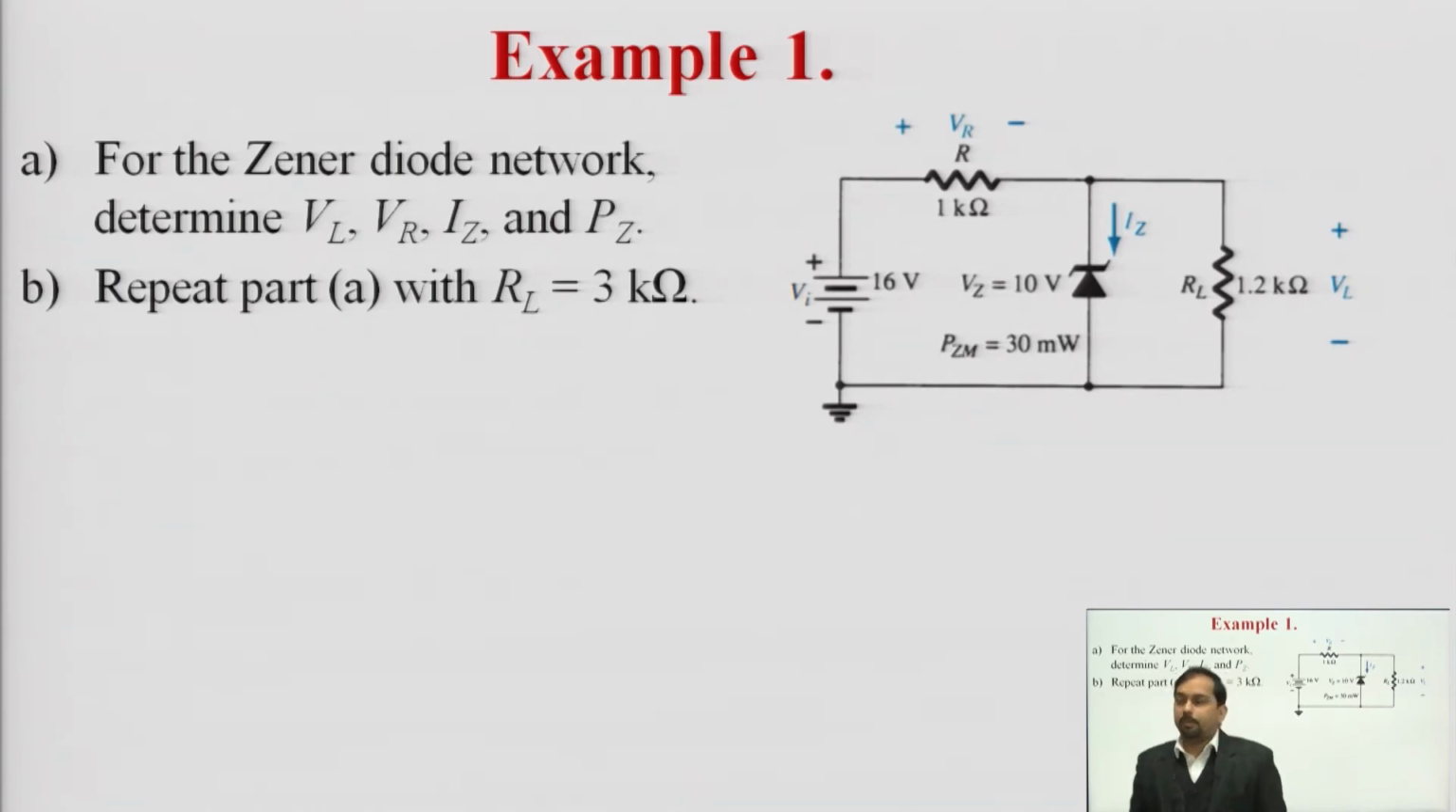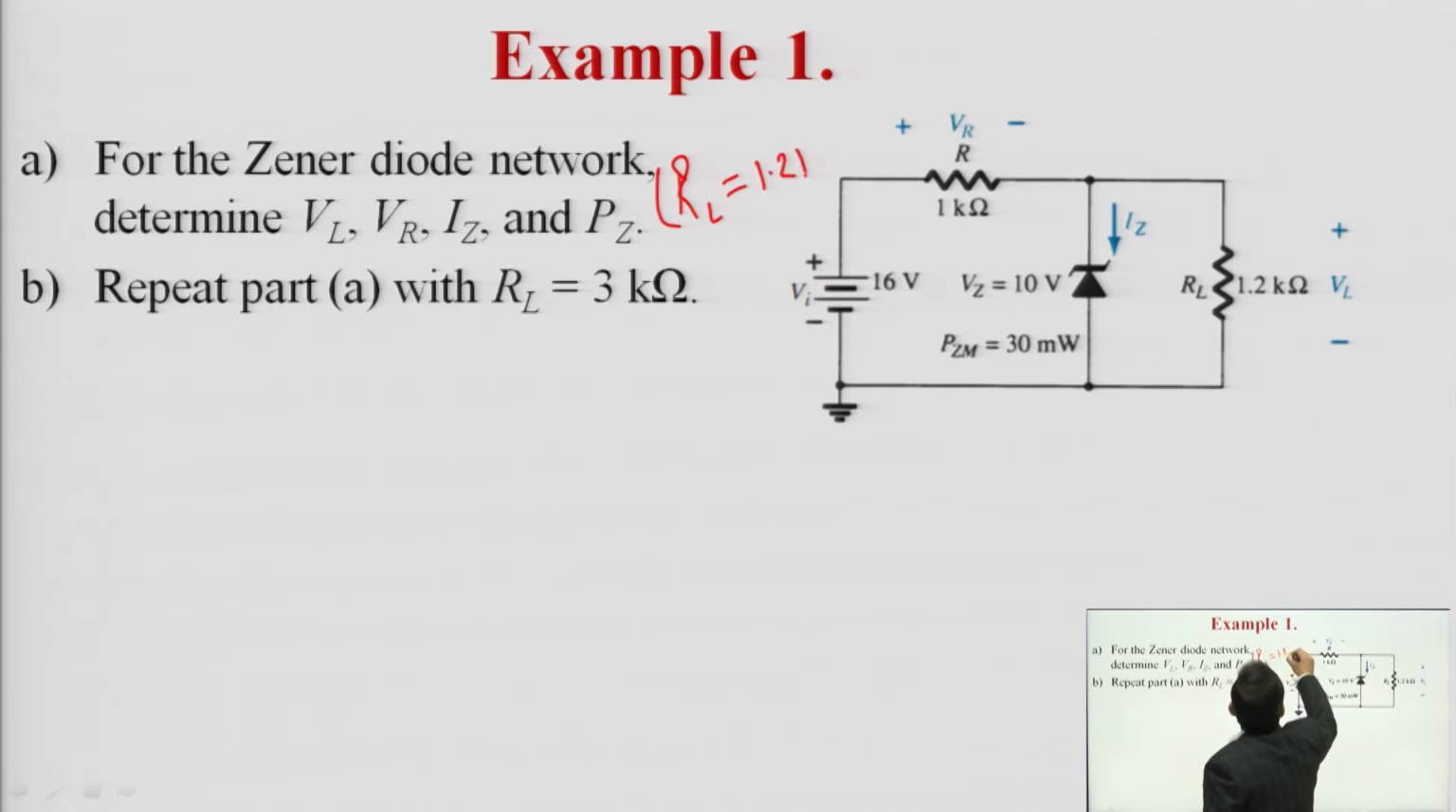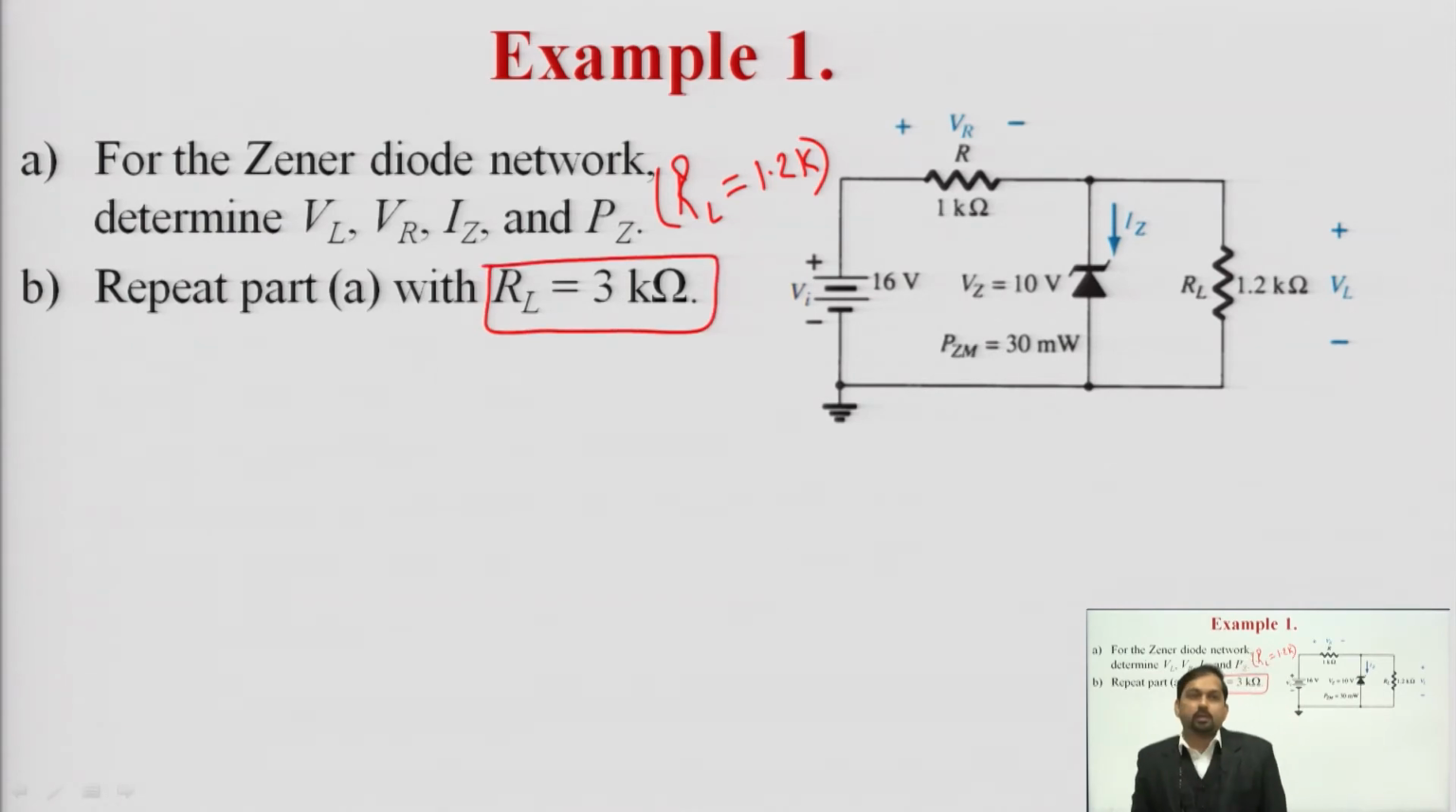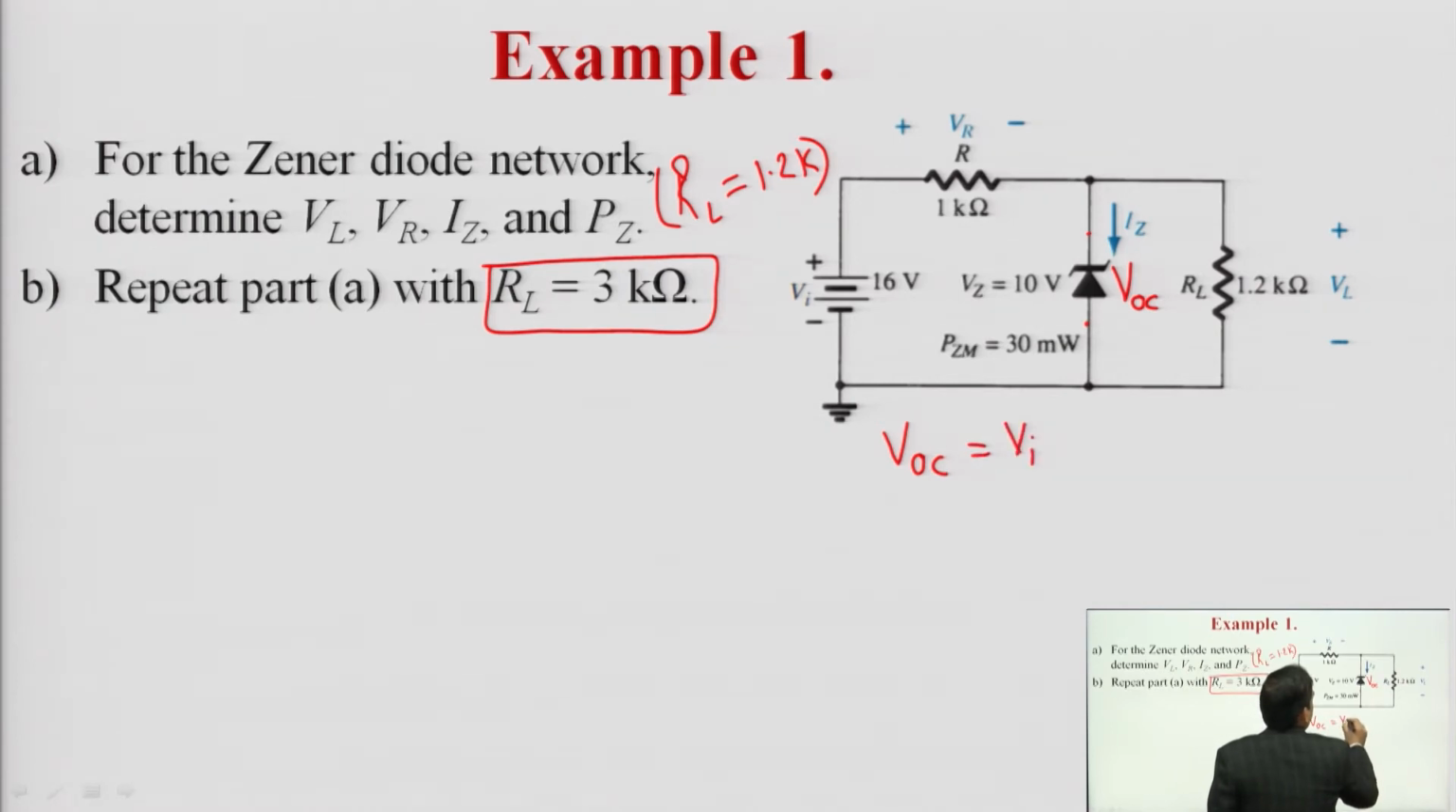We need to repeat this task for two values of resistance. In case 1, we have RL equals 1.2 K, and again we need to repeat this when RL equals 3 K. So, first of all, when RL equals 1.2 K, we will remove this Zener diode from the circuit and calculate the open circuit voltage VOC. This VOC is nothing but VI multiplied by RL divided by R plus RL.